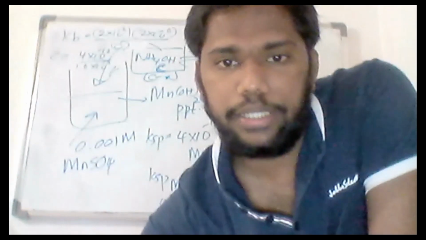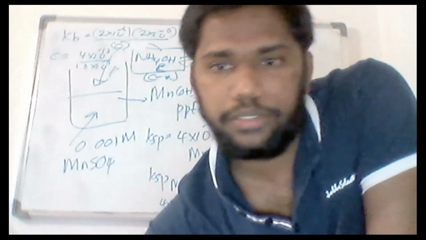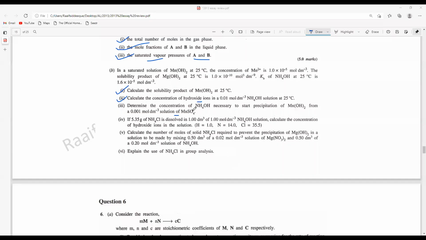So I will share it again. Where is it? So this is the idea of here. Determine the concentration of NH4OH. So this is done. Right. Then question number 4. If 5.35 grams of NH4Cl is dissolved in 1 decimeter of 1 m NH4OH, calculate the concentration of hydroxide ions in the solution.